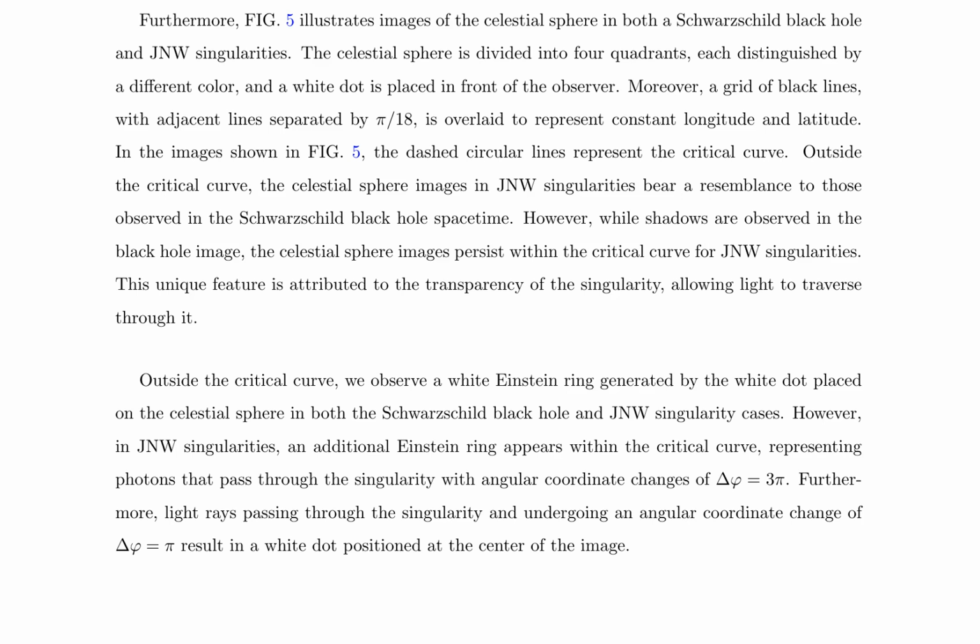Outside the critical curve, a white Einstein ring is observed in both the Schwarzschild black hole and JNW singularity cases, with an additional Einstein ring appearing within the critical curve in JNW singularities, resulting from photons passing through the singularity with angular coordinate changes of increment phi equals 3 pi. Light rays passing through the singularity with an angular coordinate change of increment phi equals pi position the white dot at the center of the image.